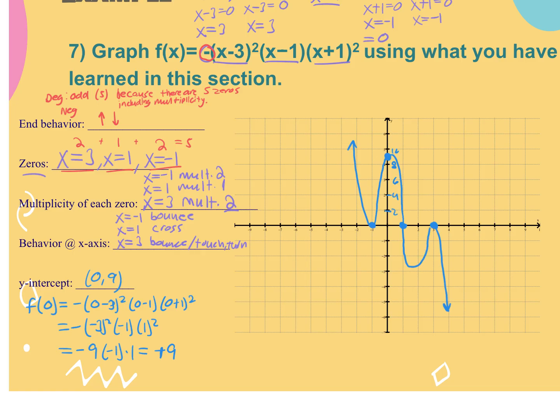And then eventually I'm going to go back up, and we're going to touch and turn at 3 because that one also had an even multiplicity. And then we're going to finish going all the way down, all right? So this is a rough sketch of our graph. Again, we got that just from the information that we already found, right?